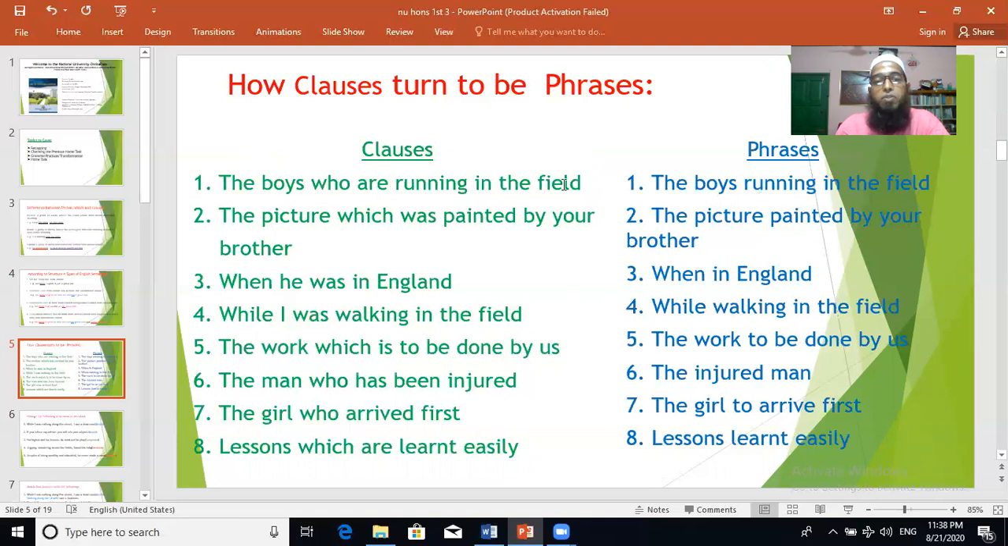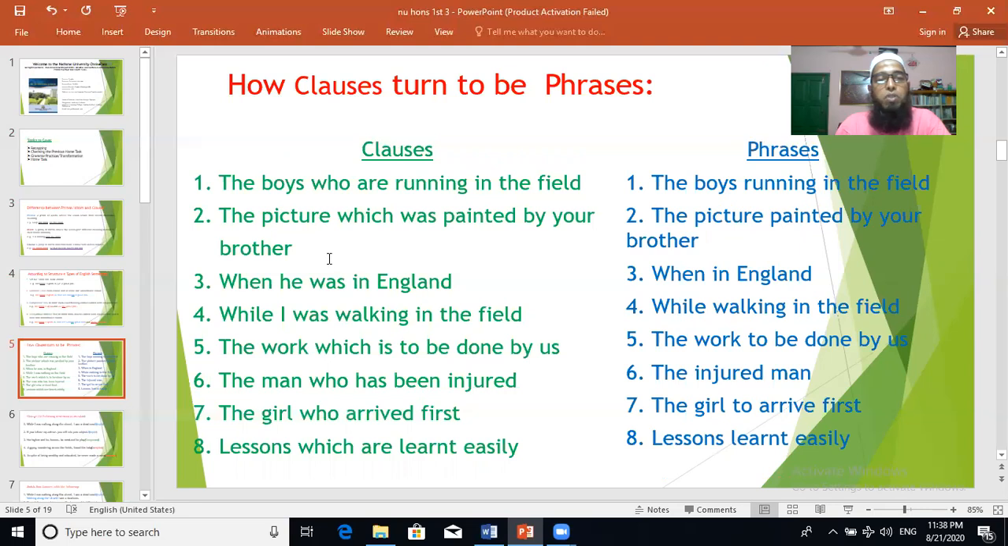But look at the phrase. When this clause is turning into a phrase, what is the structure? The boys running in the field, same meaning. Here running is not the verb. It's a participle or sometimes a gerund. Here, now, participle. Running is showing the condition of the boys. So you see how to turn the clauses into phrases.